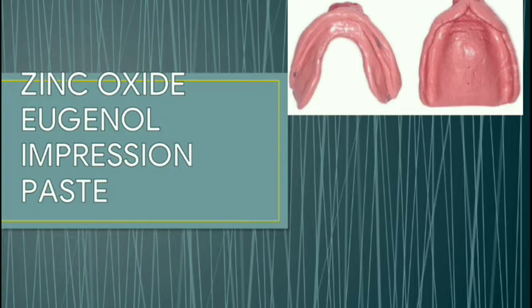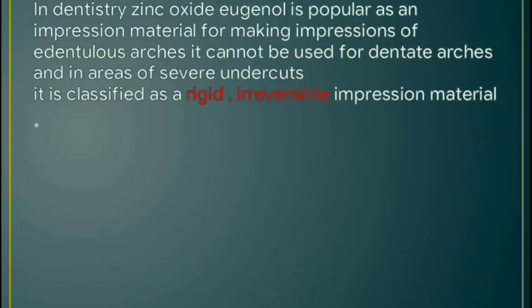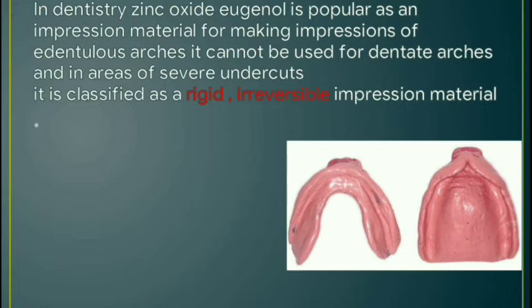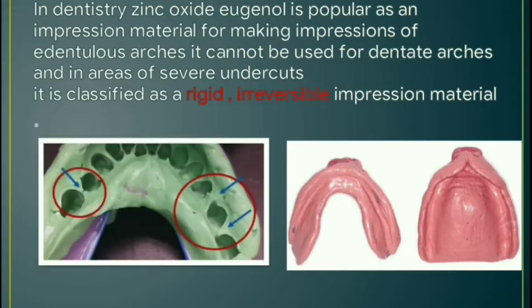In this video, we're gonna look at zinc oxide eugenol impression paste. In dentistry, zinc oxide eugenol is popular as an impression material for making impressions of edentulous arches, and it cannot be used for dentate arches and in the areas of severe undercuts because as it is non-elastic, when impression is taken in undercut areas, there may be chance of breaking the impression, and it is classified as rigid and irreversible impression material.